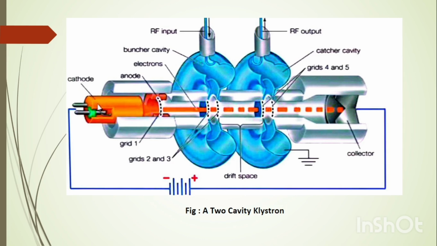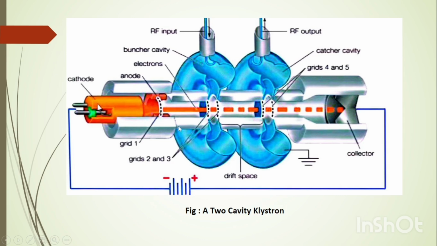This is a figure of a two-cavity klystron, which follows the process of velocity modulation. In this klystron, we can see there are two cavities. One is the buncher cavity, taking RF or radio frequency signals as input, and the other one is the catcher cavity, releasing a stronger RF signal as output. There is a drift space between these two cavities.